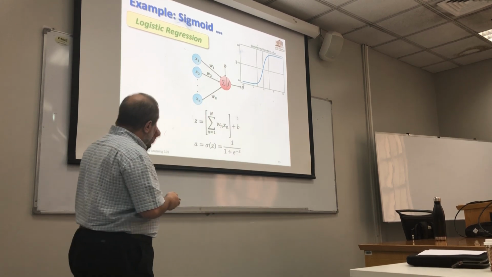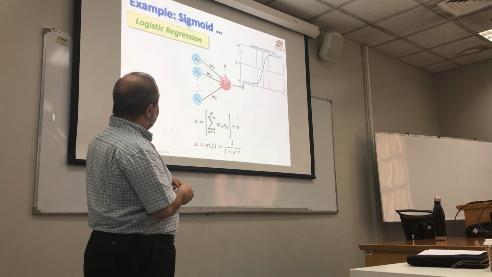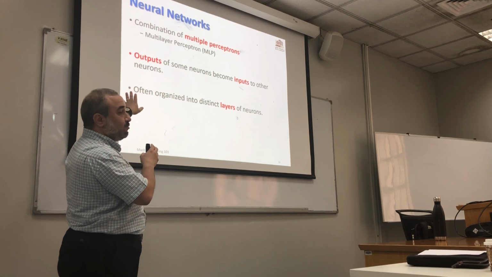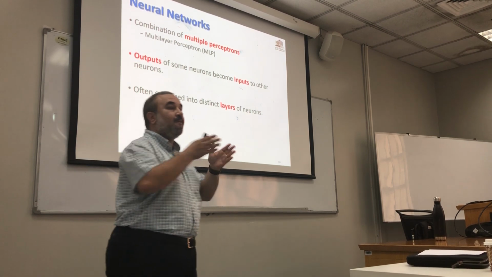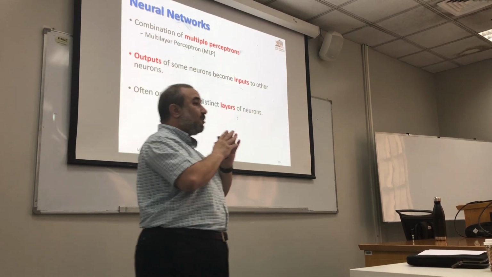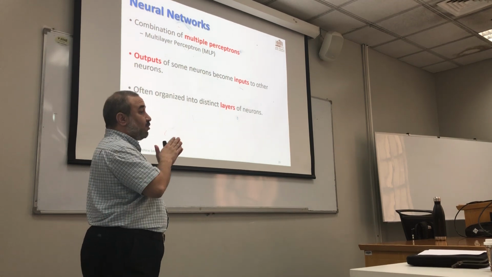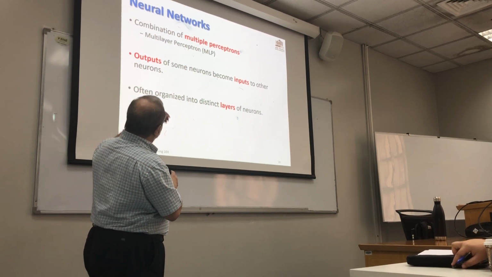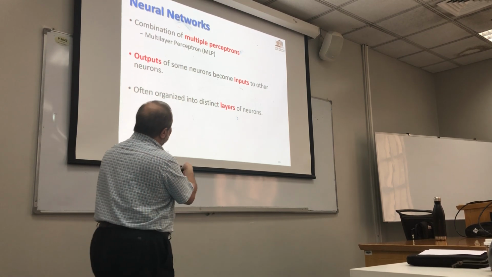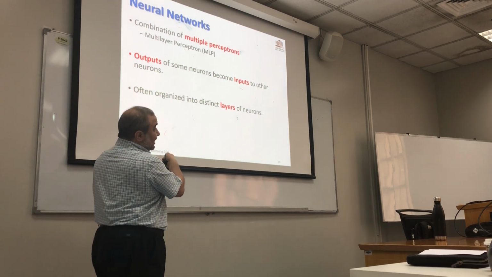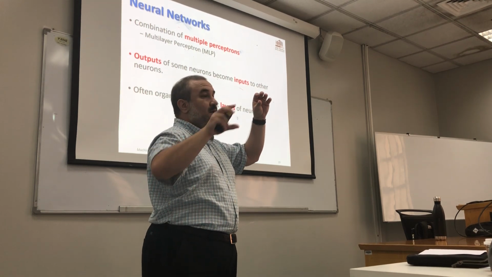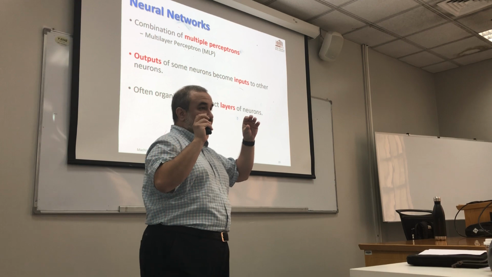Now that was one step towards neural networks. The other step, which is what we now call neural networks, is to combine some of these perceptrons together. We started with just one neuron. Now we are talking about many neurons connected together. There are three things here. We will combine multiple perceptrons, we will combine them in layers, and the output of some of the neurons will be the input to other neurons. And this is what we call neural networks.